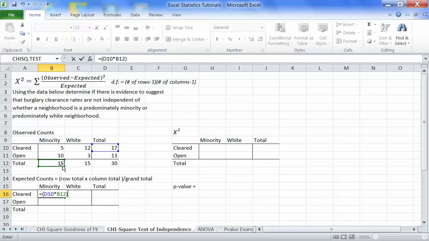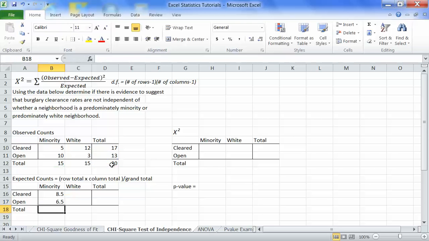I don't really have to use those parentheses. The order of operations, I could have left that out. So I get 8.5. So now for this one, equals, and again, I can just leave off the parentheses actually. 13 times 15 divide by 30. Enter. Do the same for here.